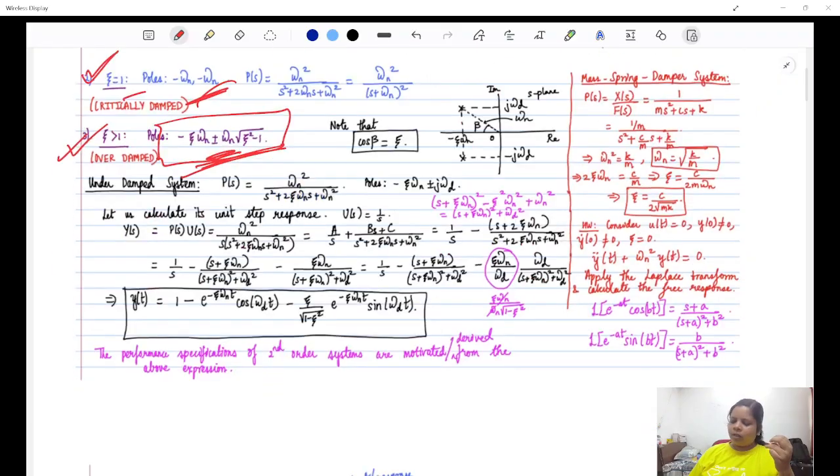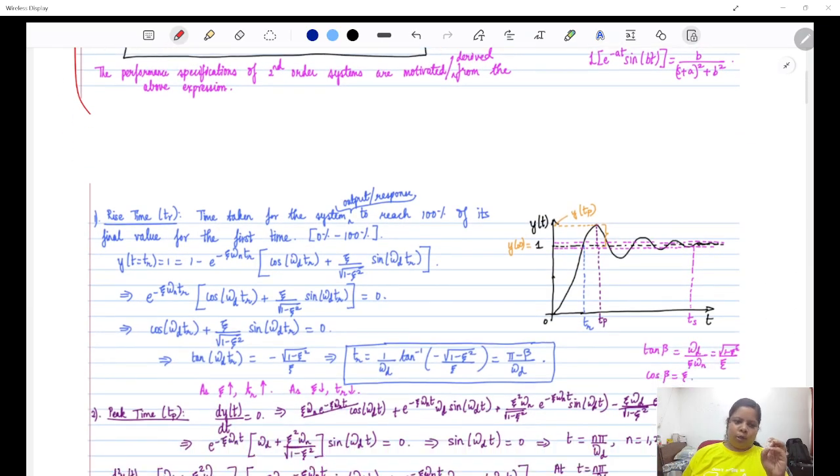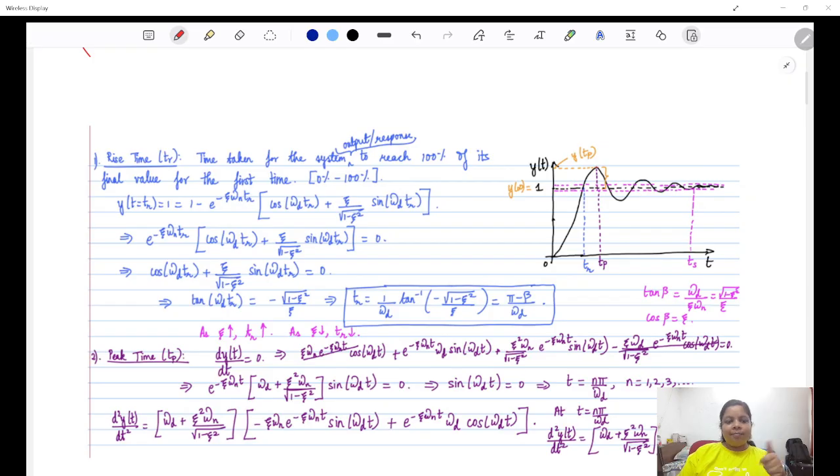Okay. Now, there is something very important that comes over here, and we will do a couple of questions on this as well: what are the performance specifications of second order systems. We do this analysis only for underdamped system. We are not doing this for any other damped system. So you take the system, you calculate the unit step response, and based on that unit step response, we define the following. There is rise time, there is peak time, there is maximum peak overshoot, then there is settling time. So we are going to see all of them.